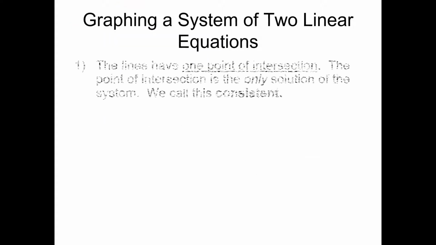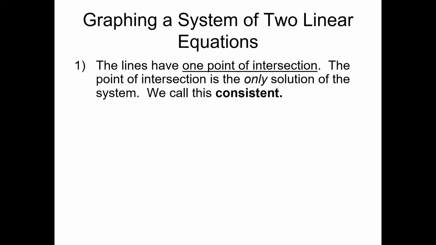When you graph, you generally expect to only have one point of intersection. And if you have just that one point of intersection, then we call it a consistent system. Most systems of equations are going to have one answer. Most of the ones that you do.